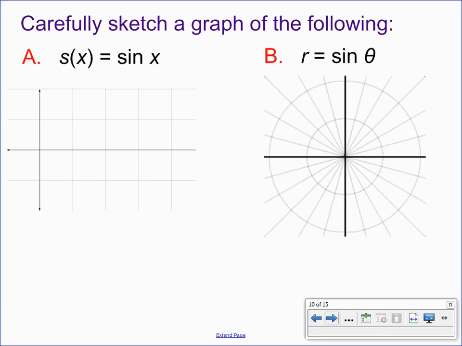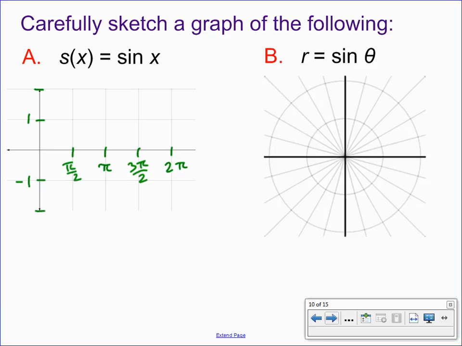S of x equals sine of x. Careful how you say that, Tyler. S of x equals sine of x. And let's go ahead and specify our window. We could do 0 to 2 pi. So I'll just go pi over 2, pi, 3 pi over 2, 2 pi. And then I could go 1, 2, -1, -2.